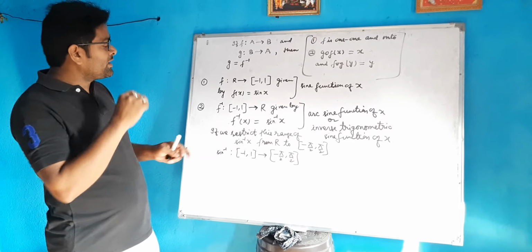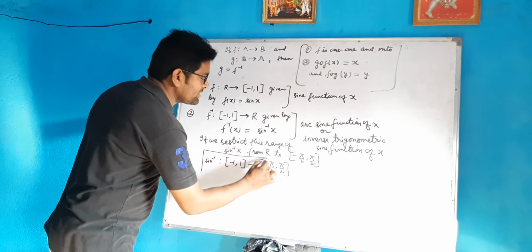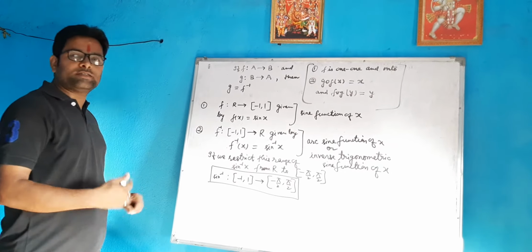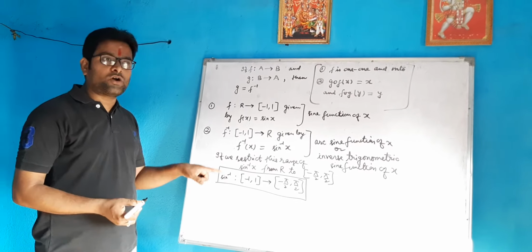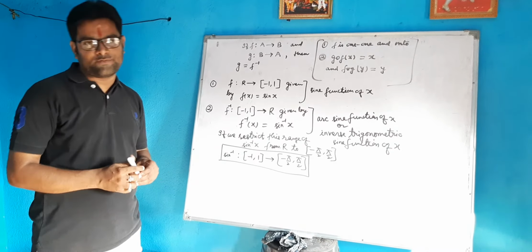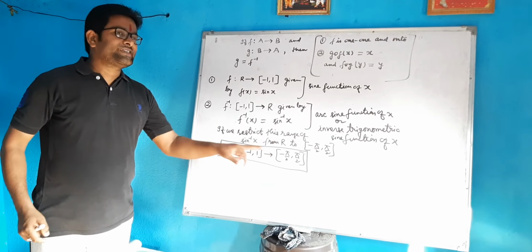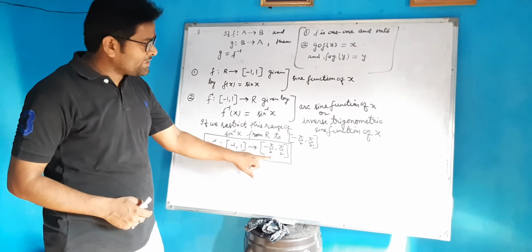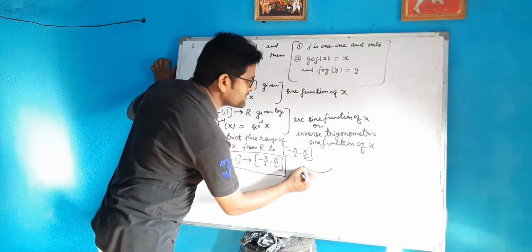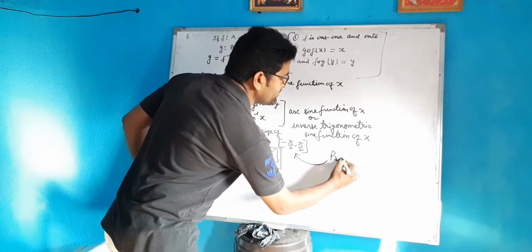In this way we have all six inverse trigonometric functions in this format. In the same way we can write for cos, tan, cot, sec, and cosec. This restricted range is known as the principal value branch. What is the name of this restricted branch? It is known as the principal value branch.